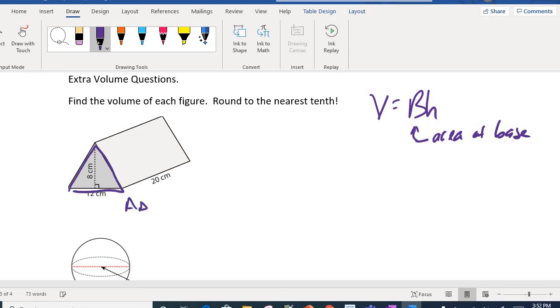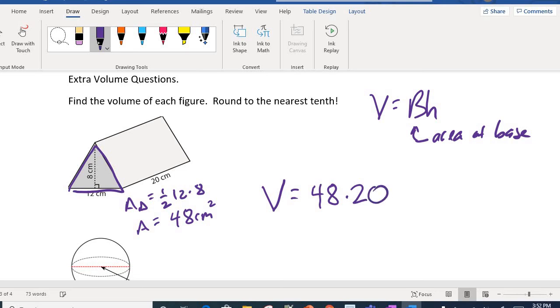So the area of the triangle is going to be 1/2. The base is 12. The height is 8. Half of 12 is 6, times 8 is 48. So that's going to be your area of the triangle. So your volume of the prism is the area of the base times the height of the prism. Not the height of the triangle, the height of the prism. So we're going to do 48 times 20.